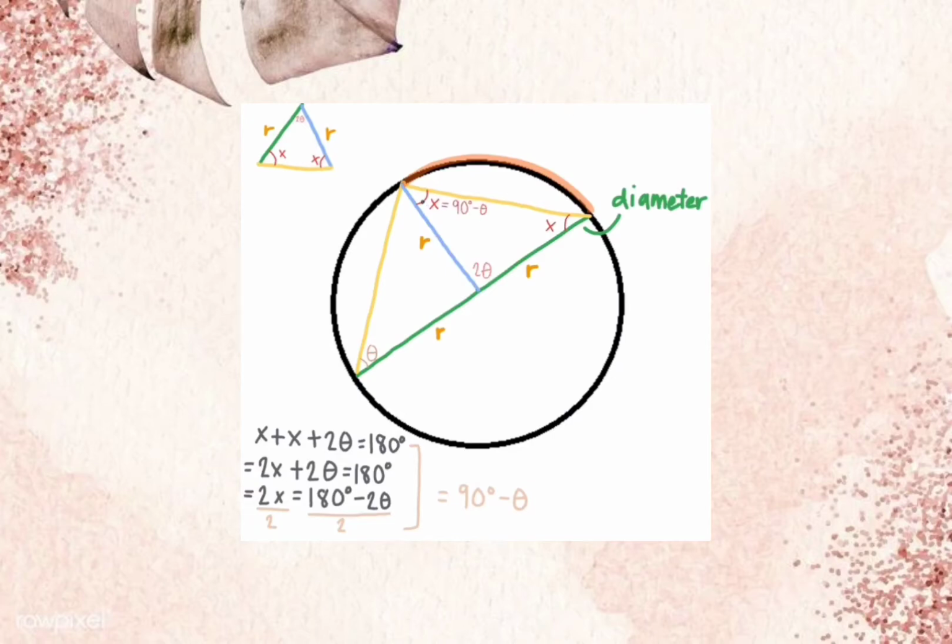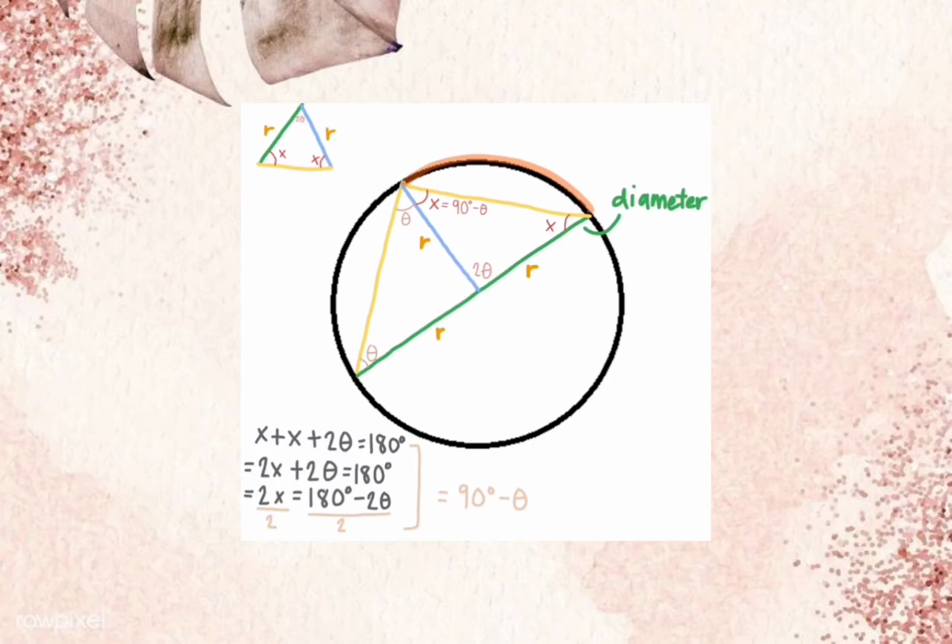Now let's see the other triangle over here. It has radius on both sides, which means this is also an isosceles triangle. And an isosceles triangle needs to have equal base angles as well. So this is our angle, so we're going to put theta as well, since it is the base angle.